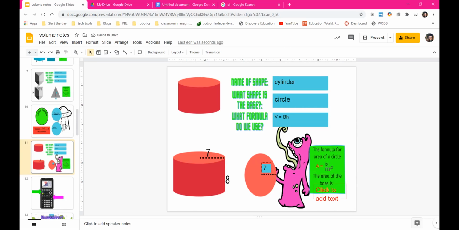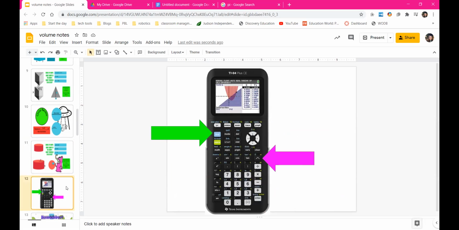So now we're going to solve for the area of this circle. Before we do, though, I need to show you where the pi button is on your calculator. If you are a virtual student, the pi button on your calculator is where this purple arrow is pointing. It looks kind of like the roof of a house, and written right above it in blue is pi. Looks like a table with only 2 legs.